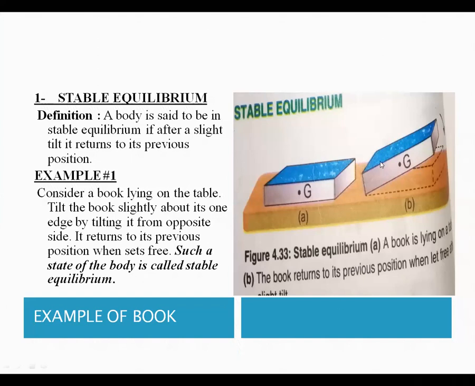If you look at the book example, in figure A, the book is lying on the table. Next, in figure B, what happened? I lift this book slightly, tilt this book slightly, and if I release it from here, the book will come back to its original position. So a body in this state is in stable equilibrium.